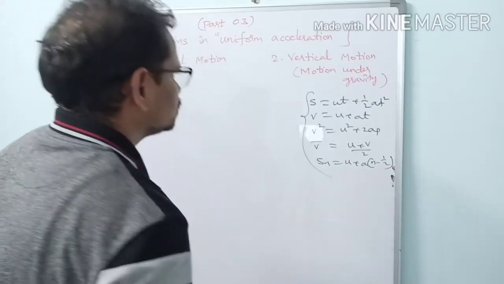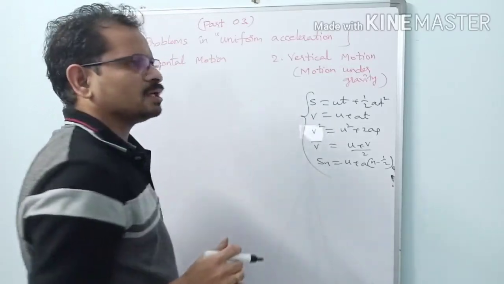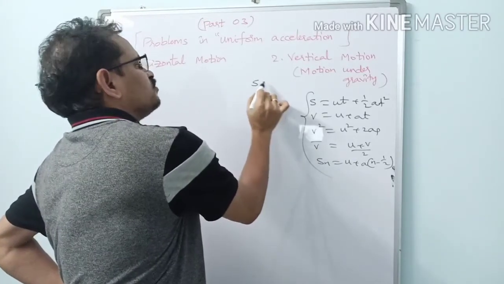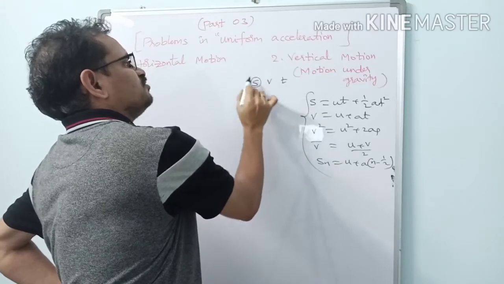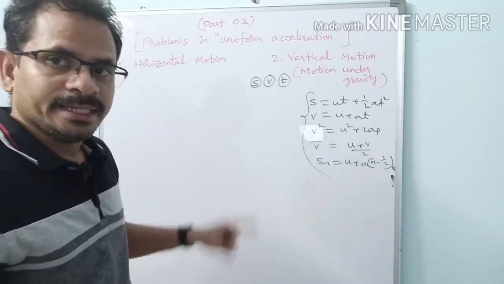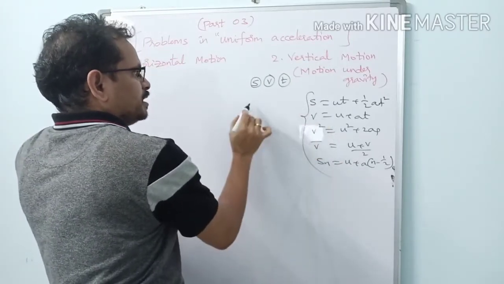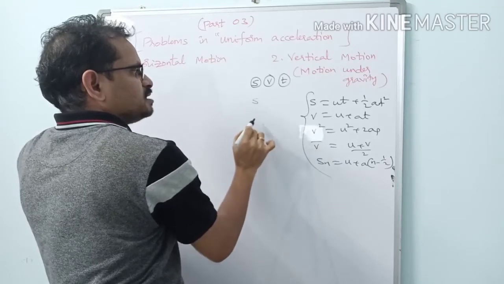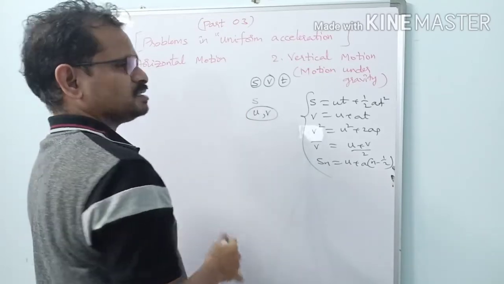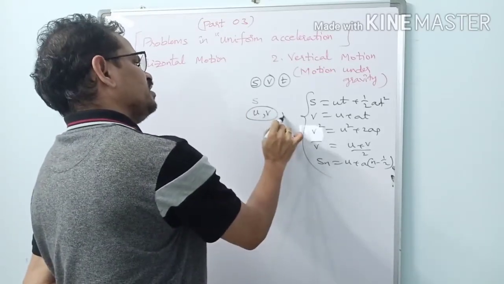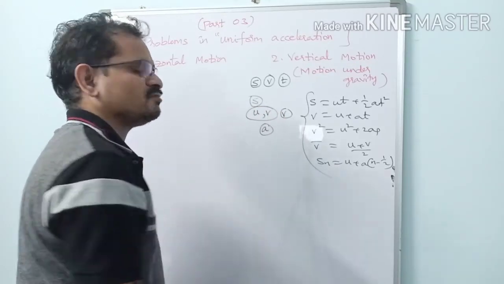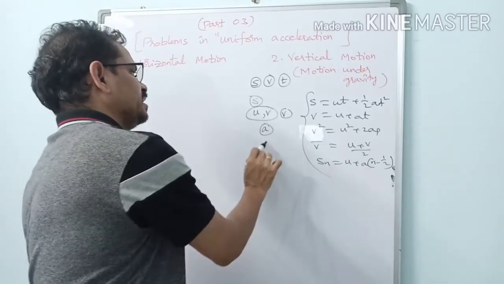How to solve these problems? Previously, for bodies moving with uniform velocity, we had the quantities S, V and T: S for distance or displacement, V for speed or velocity, and T for time. Here some more quantities are added. One is displacement as usual. For velocity there are two terms, U and V, the initial velocity and final velocity; they come under the V category only. And one more physical quantity is the acceleration, and time as usual.